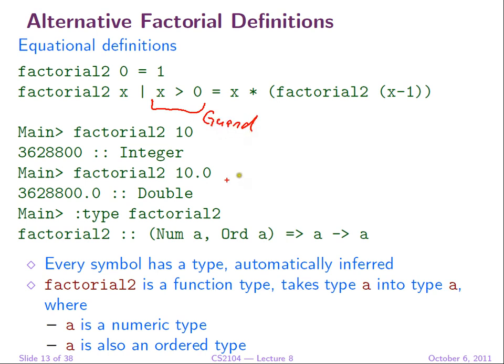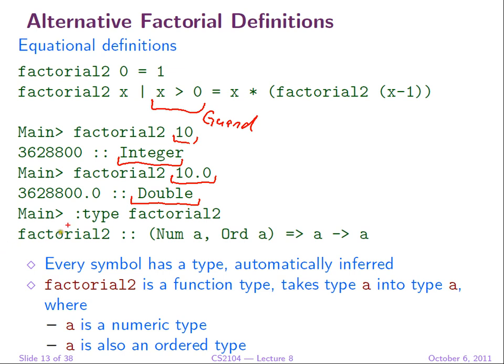Okay? Now, notice a very interesting thing. If I call factorial 2 with an integer, I'm going to get the result as an integer. Okay? If I call factorial 2 with a double, I'm going to get the result as a double. This is very interesting. Right? This is something you haven't seen in other languages. The return type of the function is changed depending on the input type of the function.